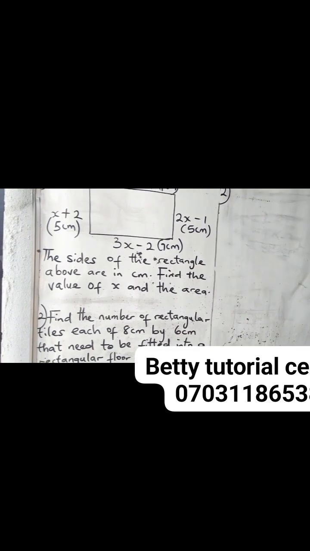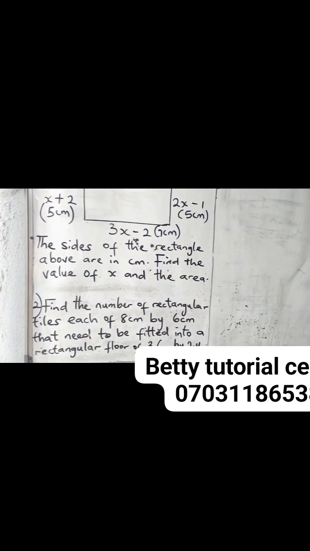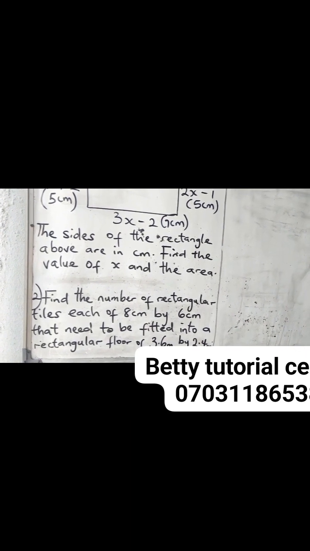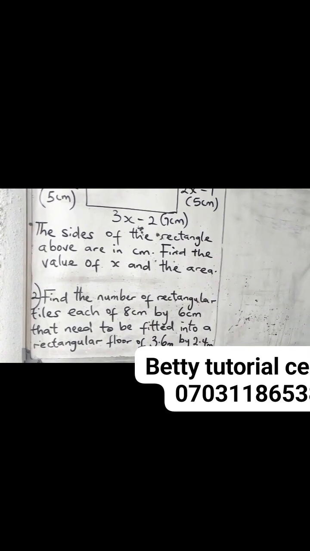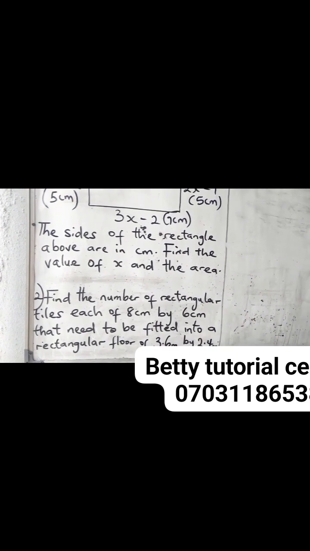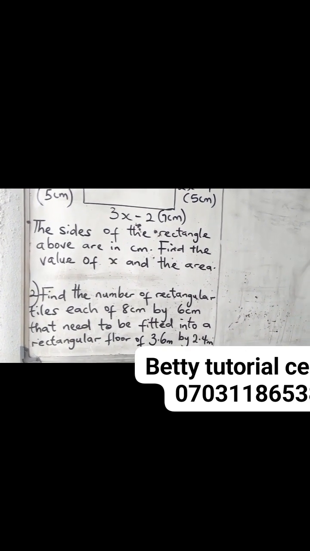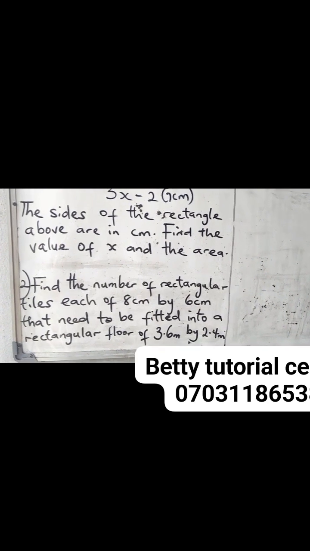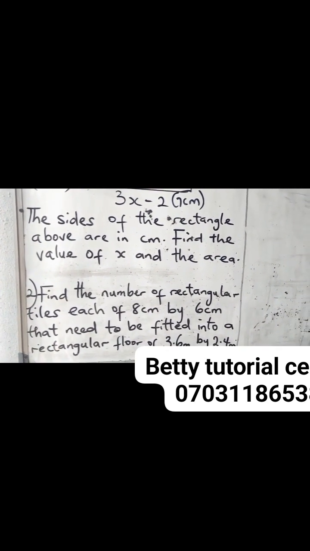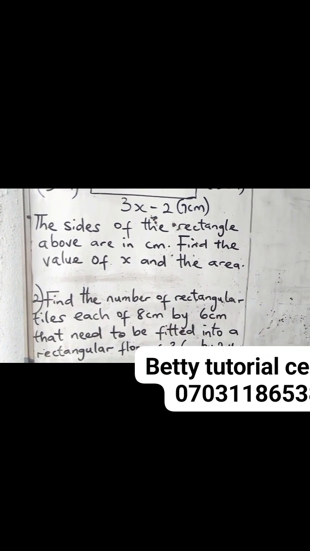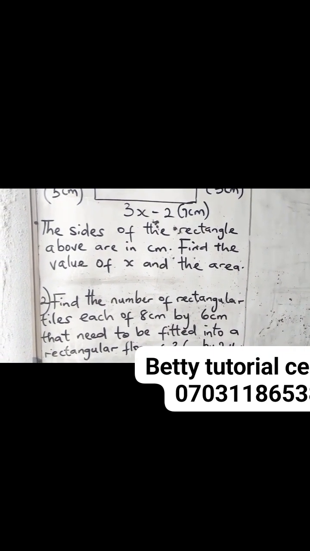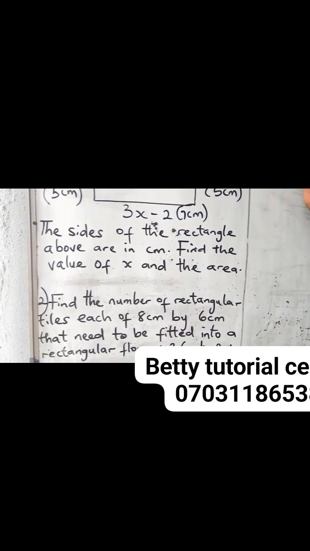Number 2. It says, find the number of rectangular tiles, each of 8 cm by 6 cm, that need to be fitted into a rectangular floor of 3.6 meter by 2.4 meter. First of all, from our question here, we know that we are dealing with a rectangular floor, and we are also dealing with the rectangular tiles. So the first thing we need to do is calculate the area of our rectangular floor.